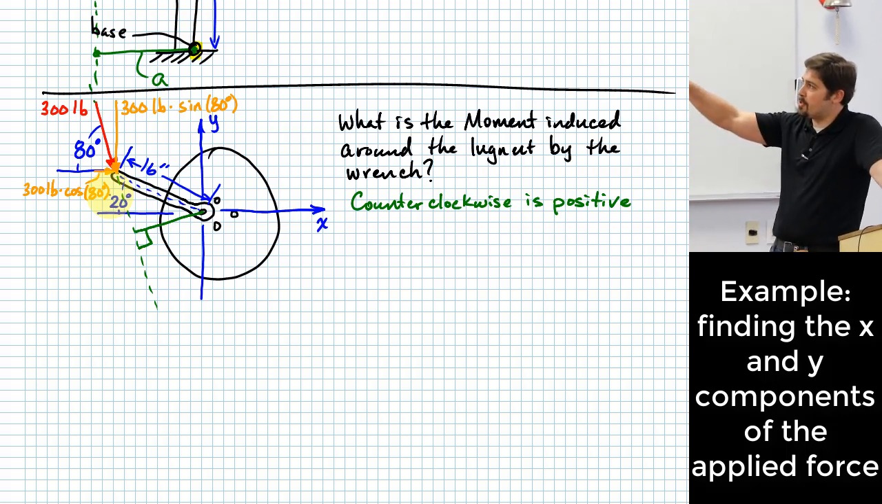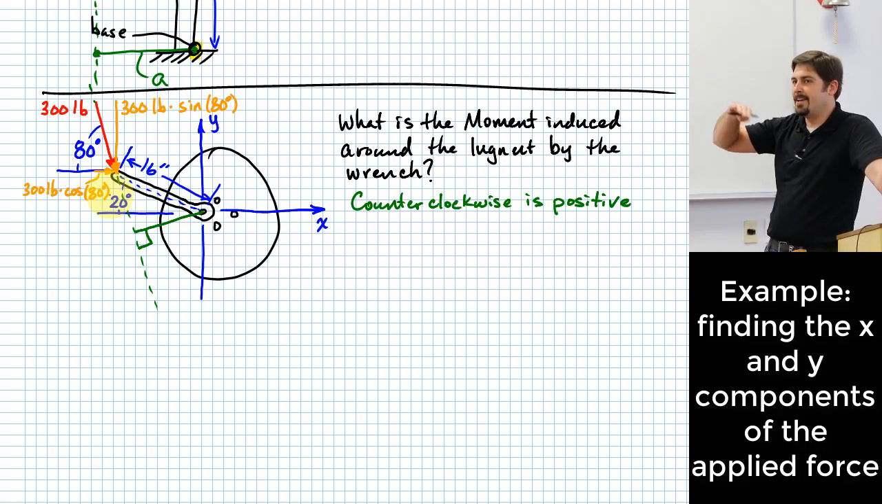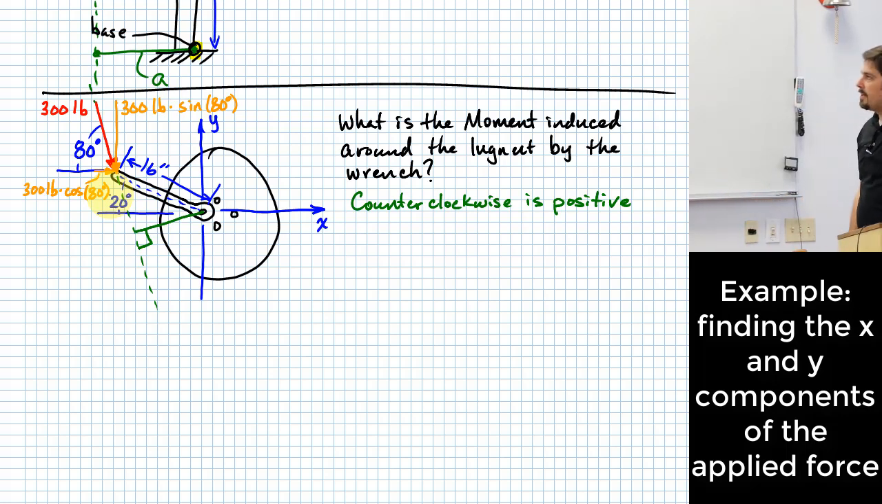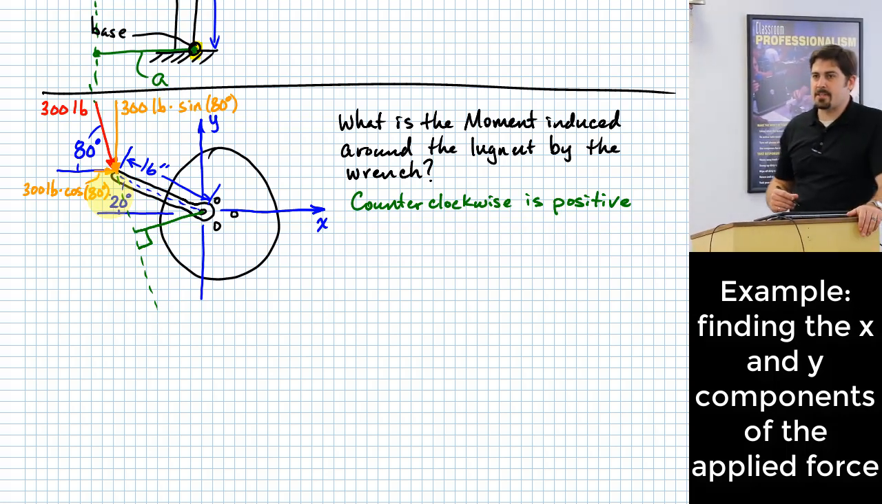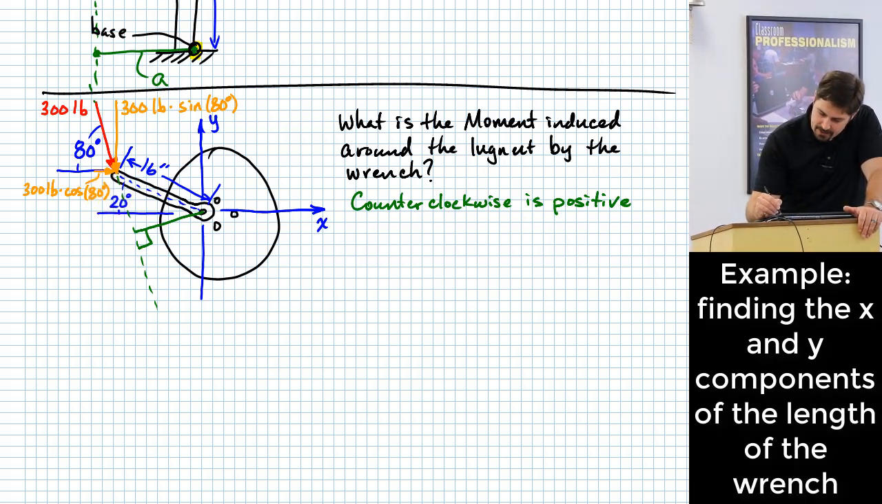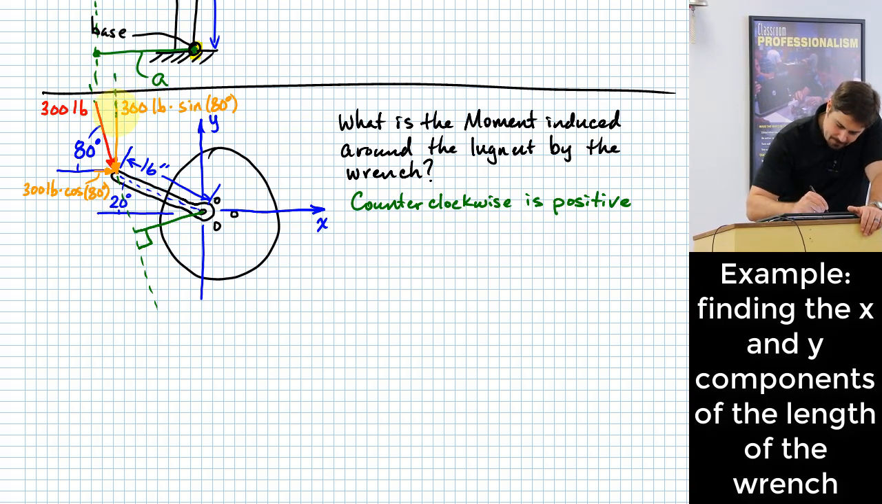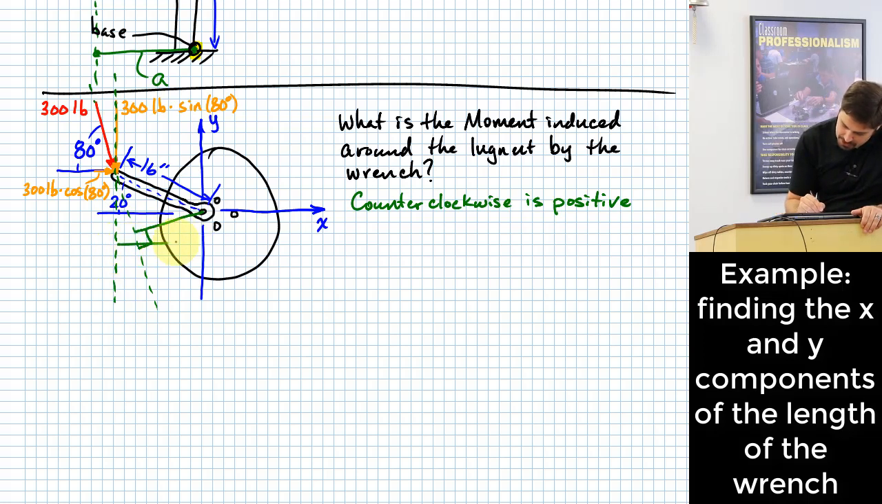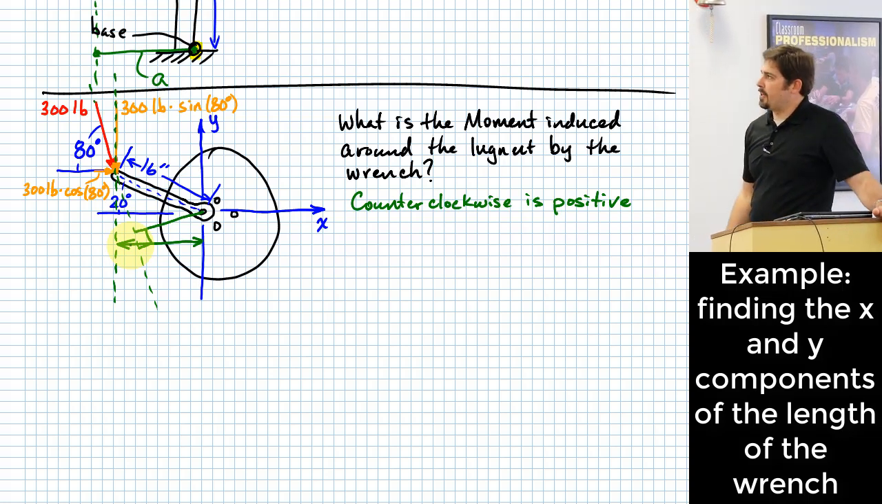This method that I'm showing you here is basically you start by splitting your force into x and y components according to horizontal and vertical directions that aren't aligned in any way with the direction of the wrench. Okay, we can do it that way. If we do it that way, then we basically need to come up with two lengths as well. Let me ask you this. How far is it from the line of action of the 300-pound force to the point about which the moment is being calculated?